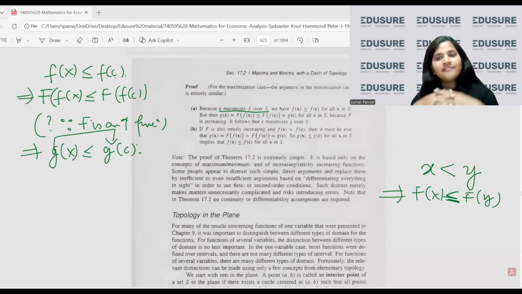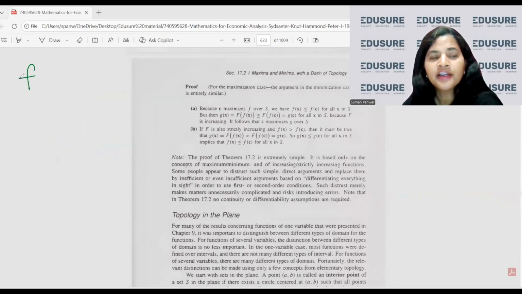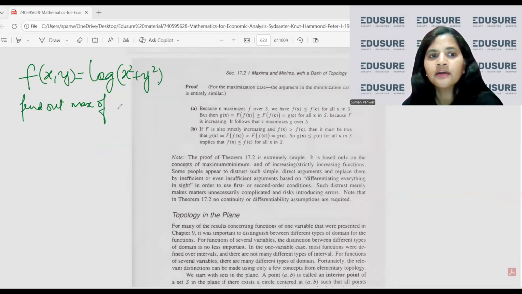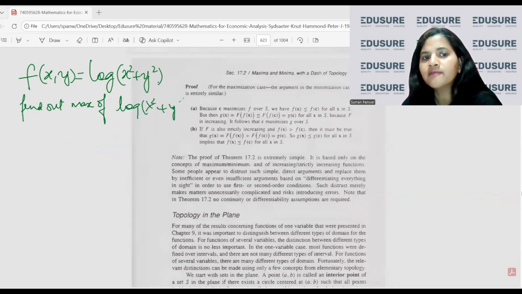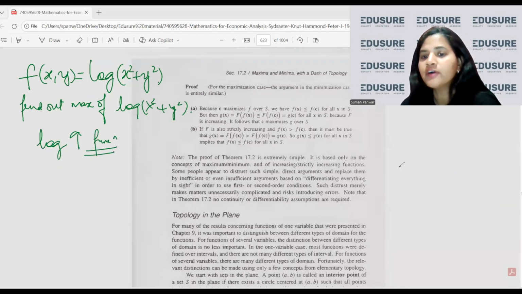So this is a very, very important result which you can use for your questions. For example, if you have a question that defines f(x,y) equal to log of x squared plus y squared, and you want to find the maxima of this, log of x squared plus y squared. Now we know that log is an increasing function. The logarithmic function is an increasing function.